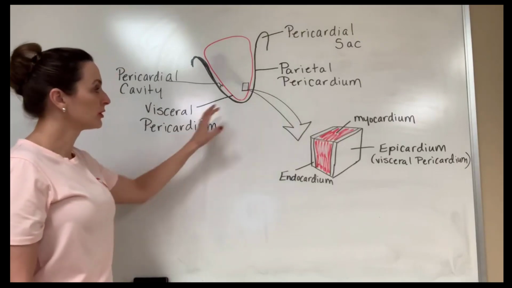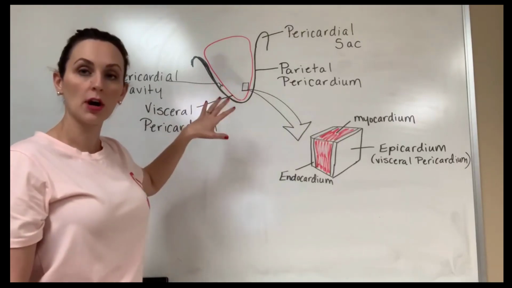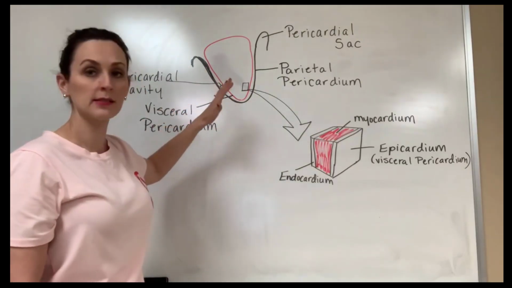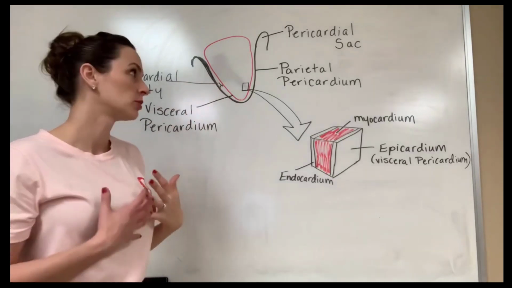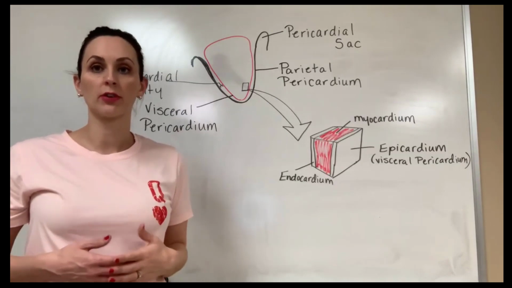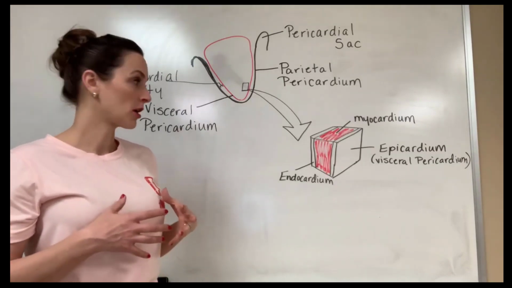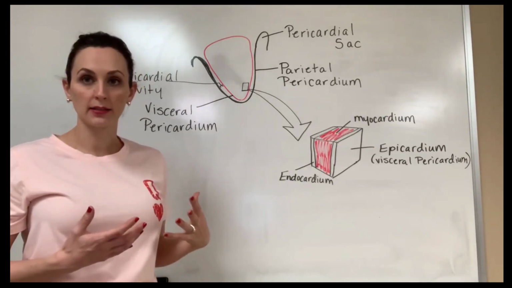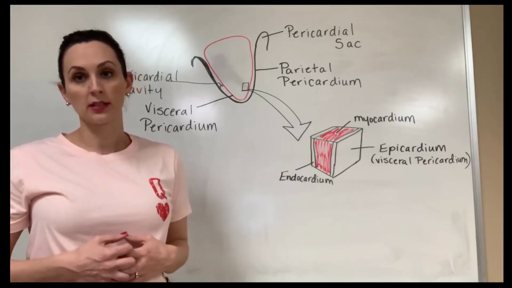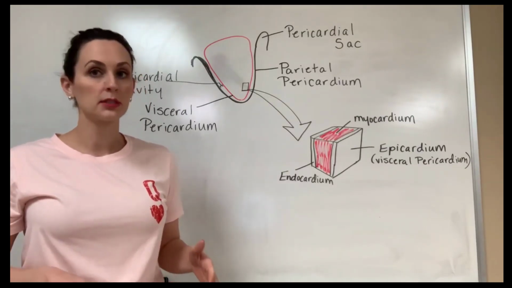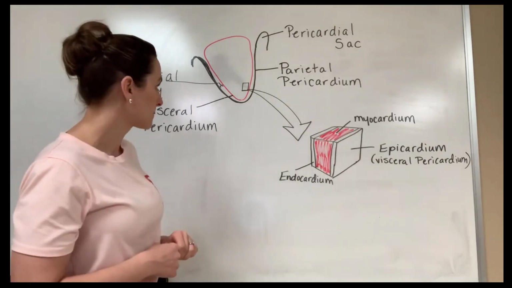The pericardial fluid will cover the heart and the inside of the pericardial sac, going to coat the heart and reduce friction. So every time the heart expands and contracts with each beat, this will reduce friction so that each heartbeat can happen seamlessly and easily.